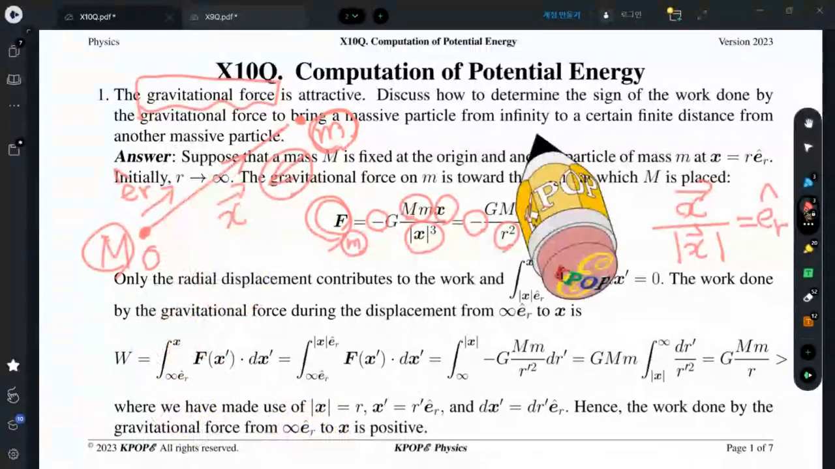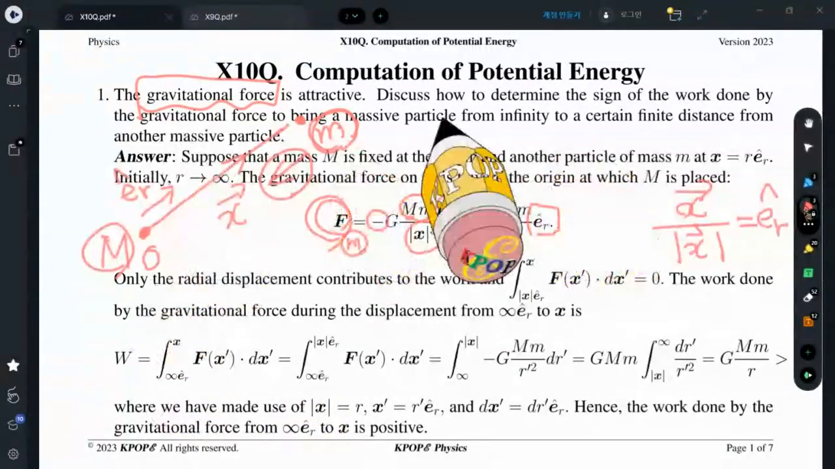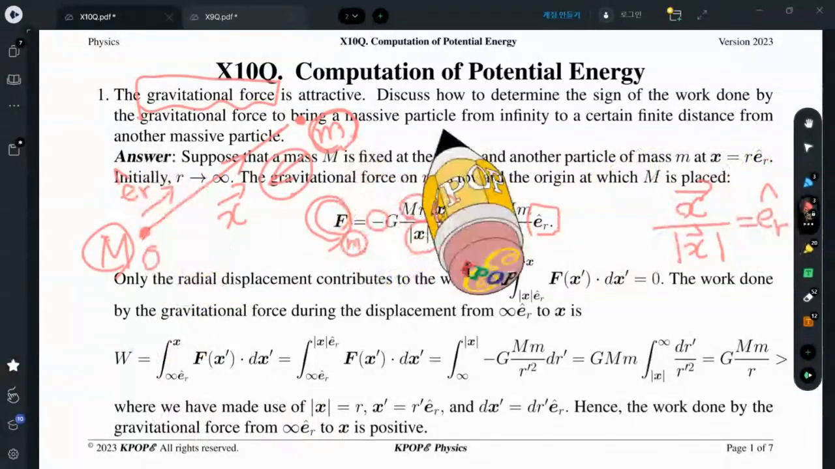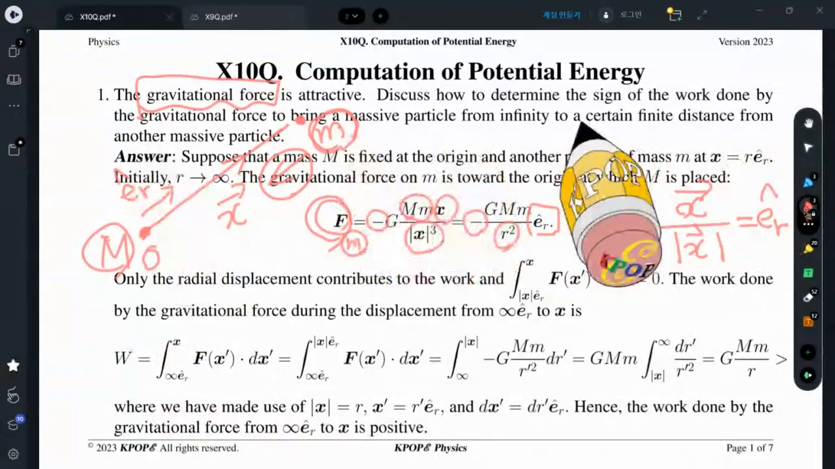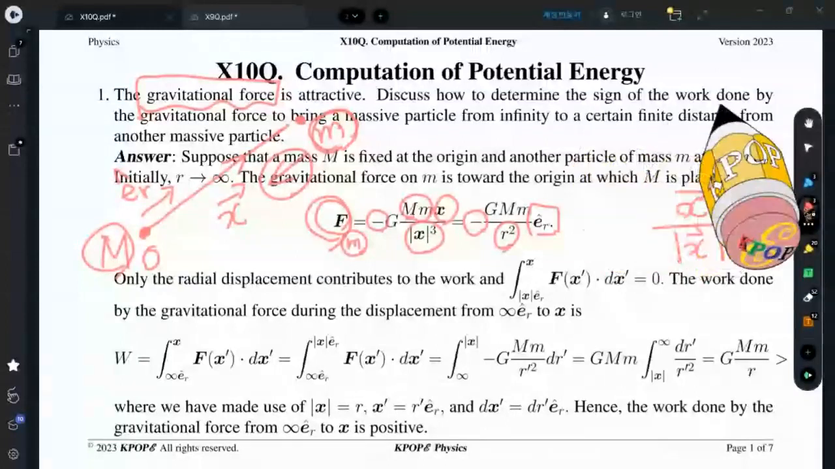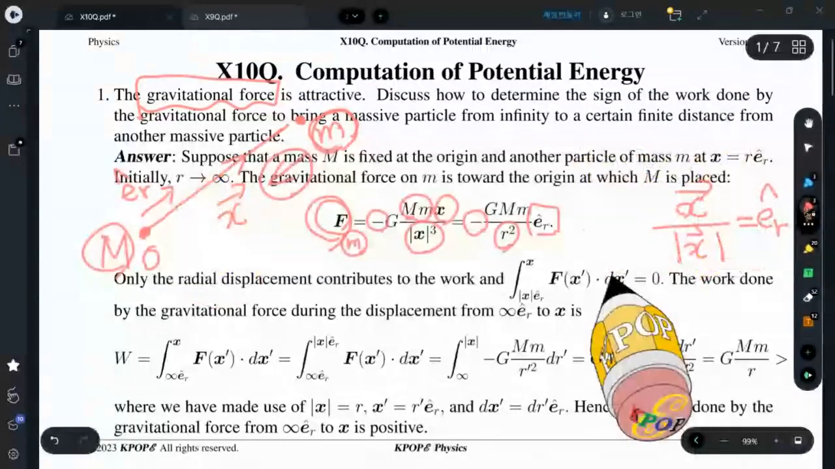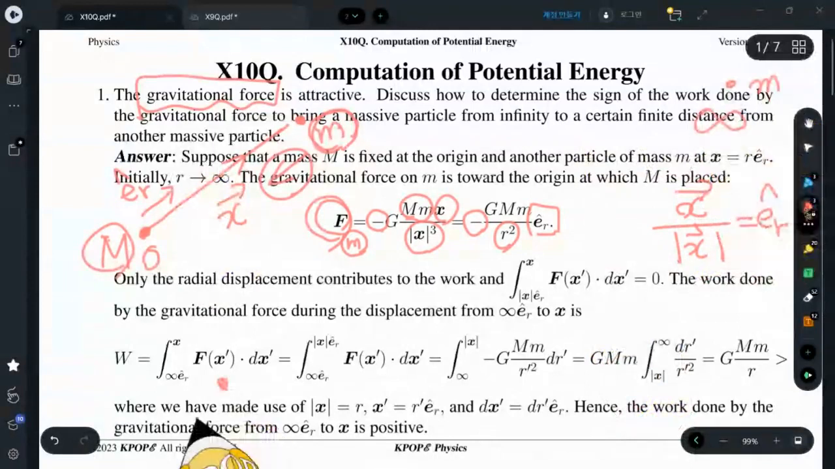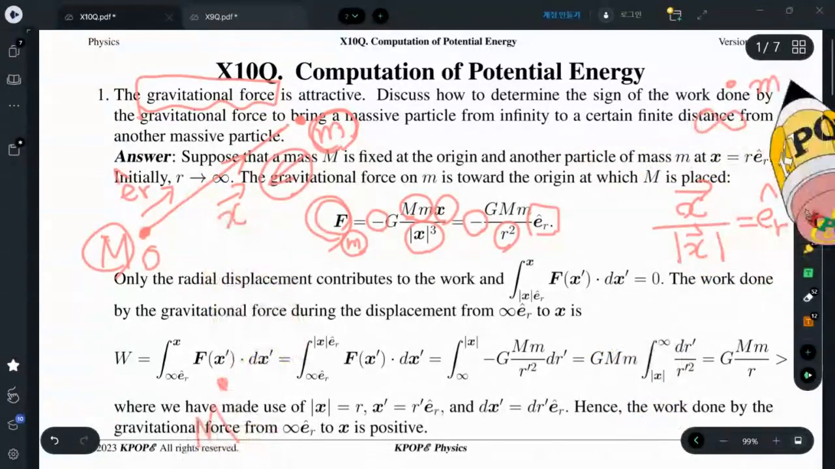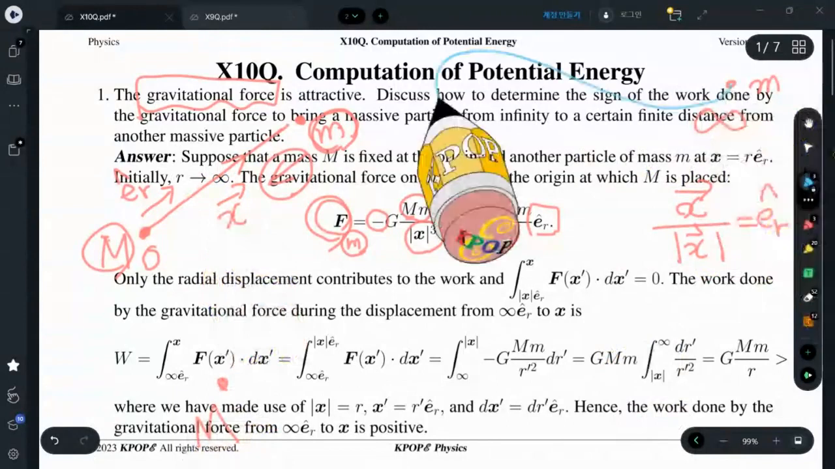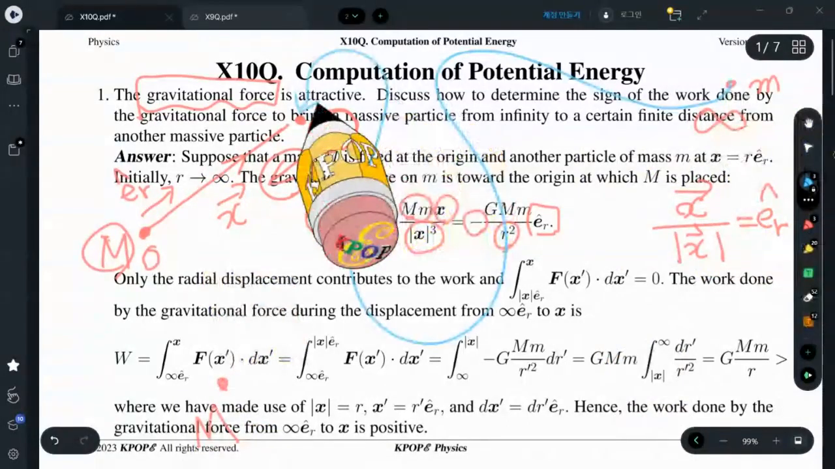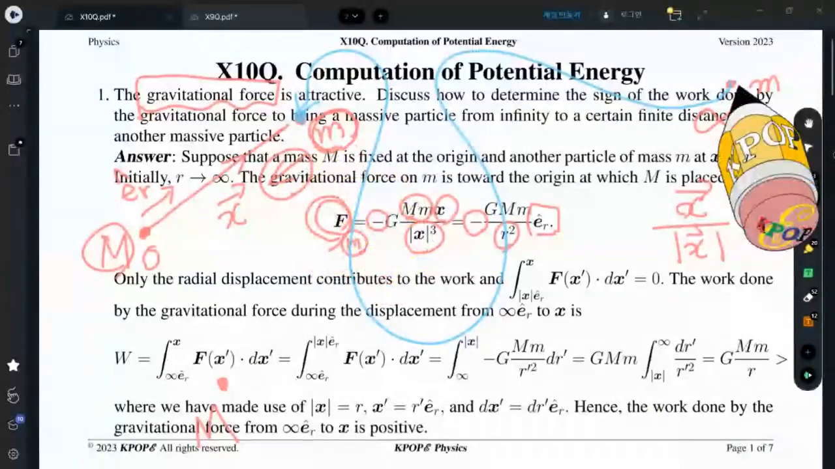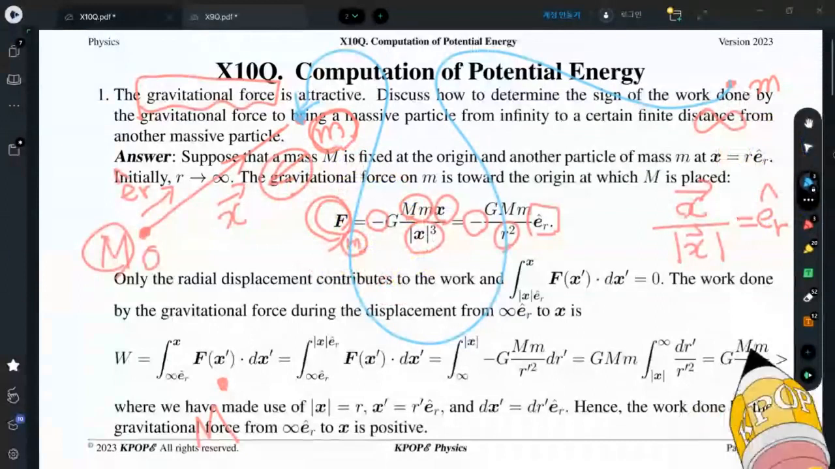What is the question? Discuss how to determine the sign of the work done by the gravitational force to bring a massive particle from infinity to a certain finite distance from another massive particle. Okay, we have m at infinity, and we have capital M, and we bring this small m along an arbitrary path to here.